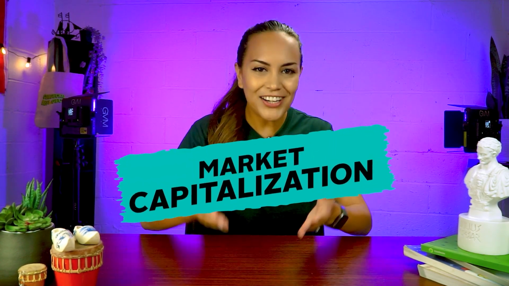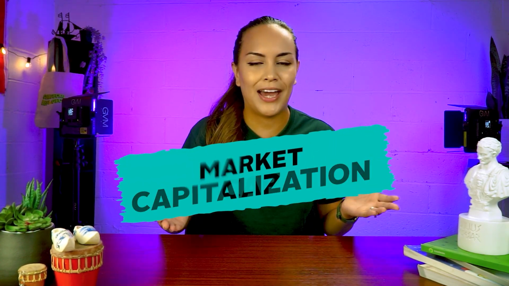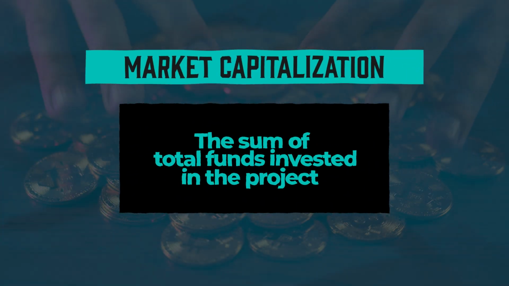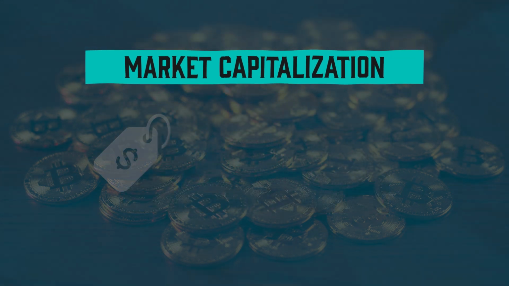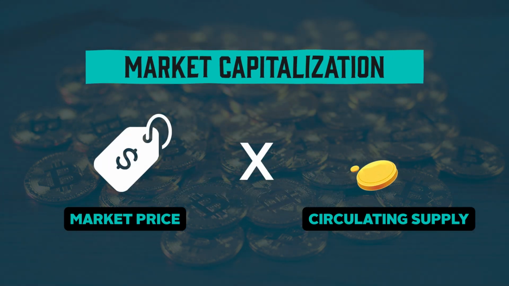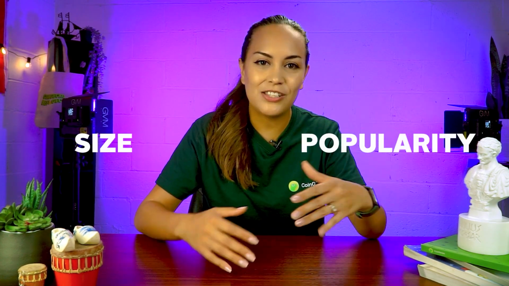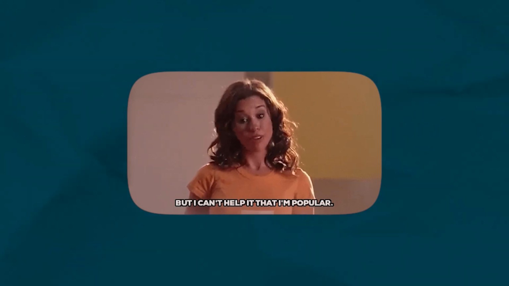Another key metric of a token's tokenomics is market capitalization, commonly known as the market cap. It describes the sum of total funds invested in the project and is calculated by multiplying the current market price of the token by the circulating supply. This is one of the common ways of ranking coins by size and popularity, since coins with higher market caps are seen as more popular.